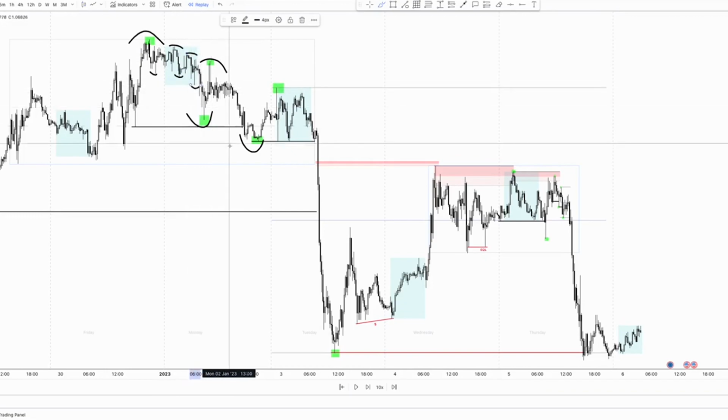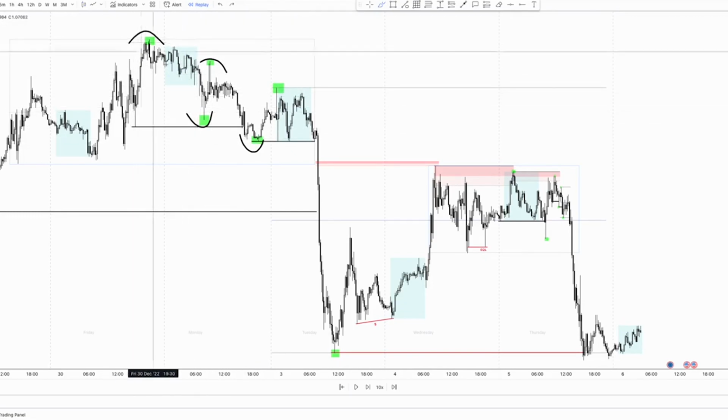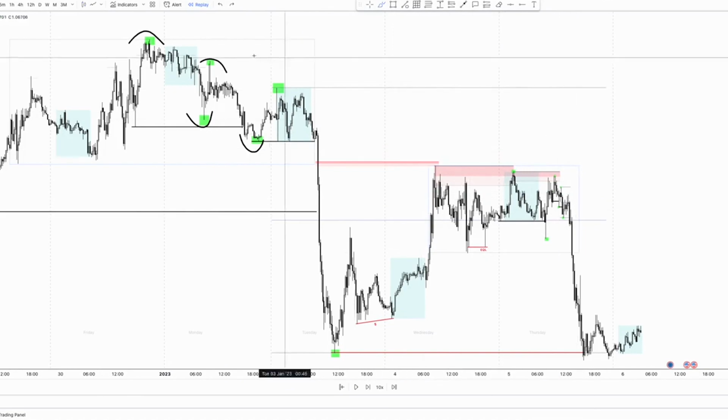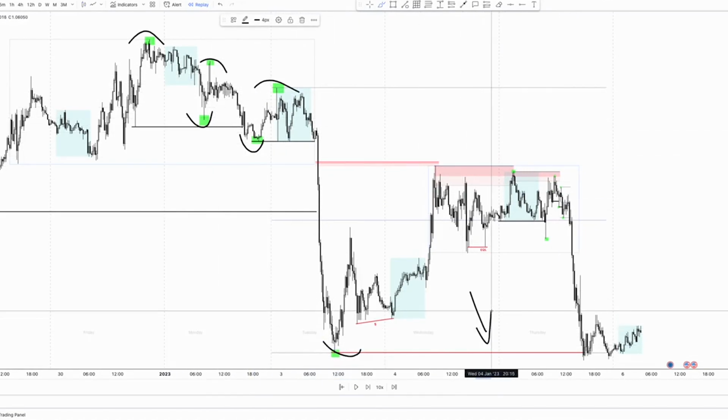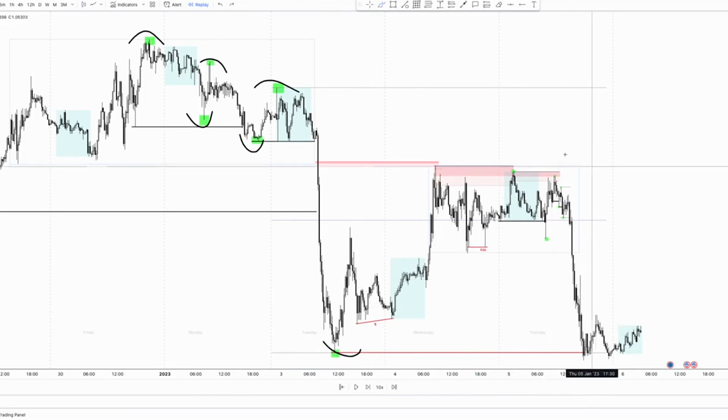This is just reading between the time frames, but overall we're just going to take the 15-minute swings and understand that the overall direction right now is bearish, which means that this low should become the target for a continuation.